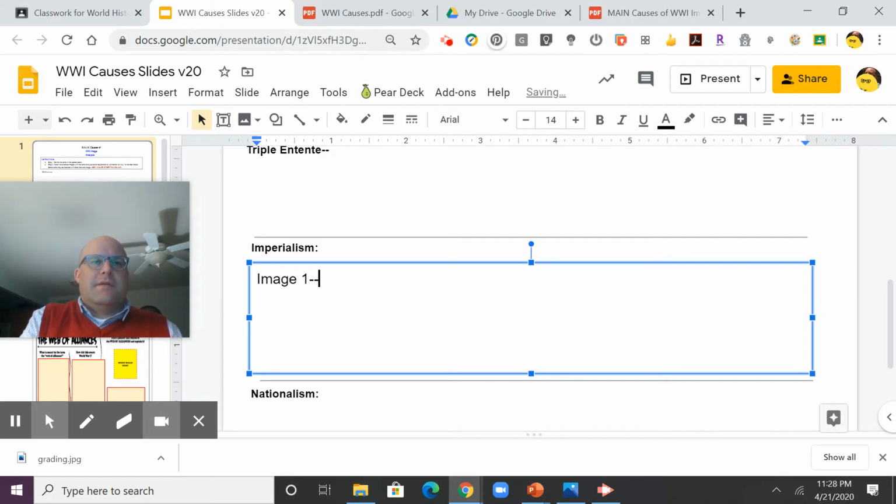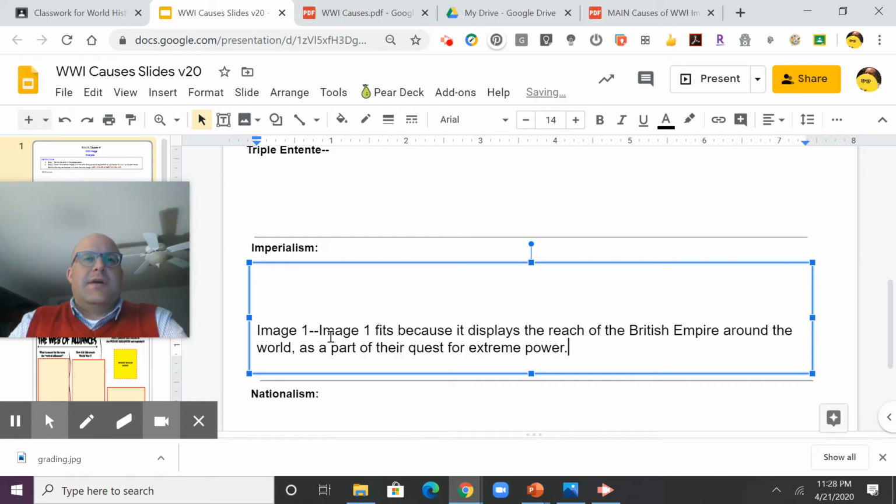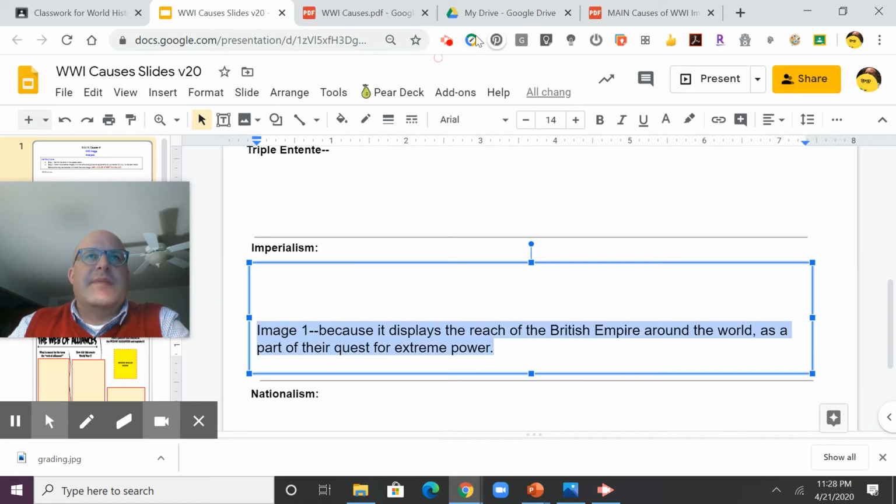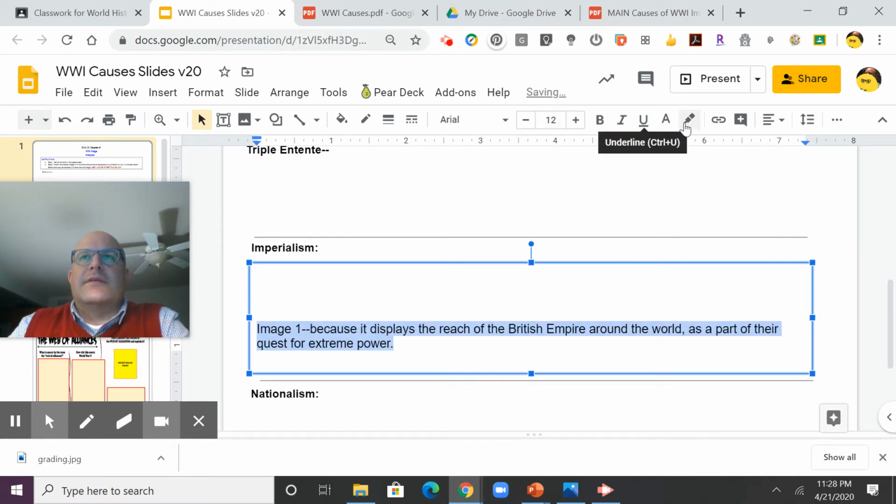This would obviously be after you put your definition, so I'll move it down a little bit. Image 1 demonstrates imperialism because it displays the reach of the British Empire around the world, and that's part of their quest for extreme power. I'll make that maybe a little smaller, and then a color other than black, right?